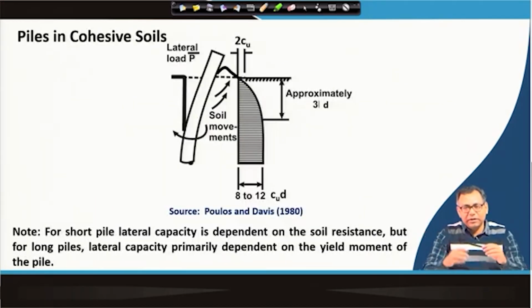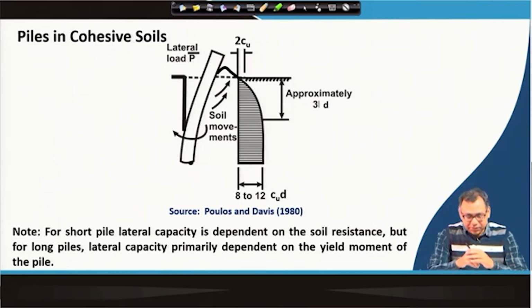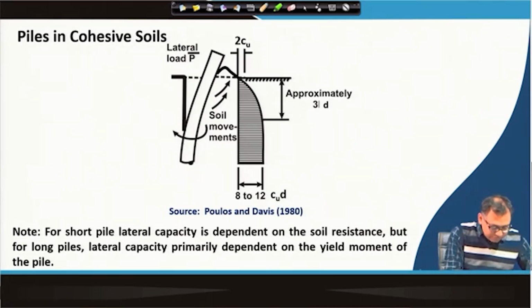I will discuss the ultimate lateral load carrying capacity of piles in two types of soil. First one is the cohesive soil, and the second one is cohesionless soil. And I will also discuss the lateral load capacity of the pile for two types of piles. One is the short pile, one is the long pile. So, in general, if pile is subjected to lateral load in cohesive soil, then we will get this type of distribution. Okay. So, what is this distribution?